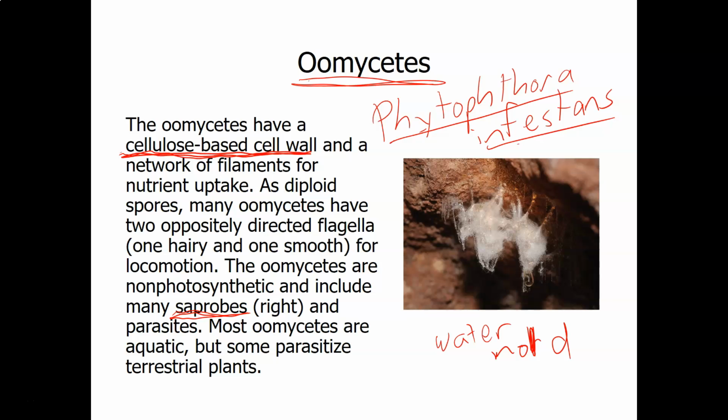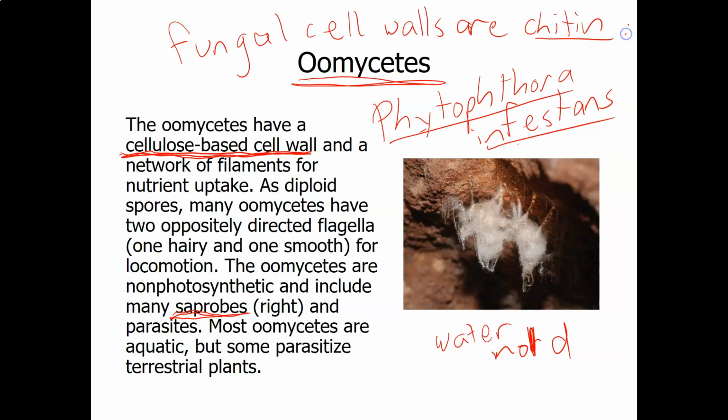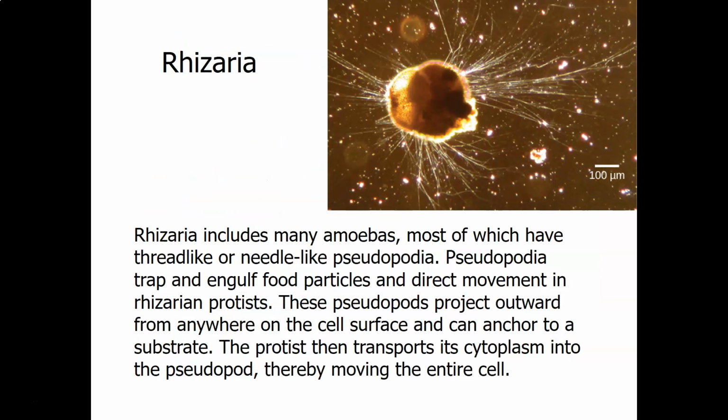Fungal cell walls are composed of chitin, which is a different chemical. They're both polysaccharides, but chitin and cellulose are totally different. Cellulose is associated with plants.